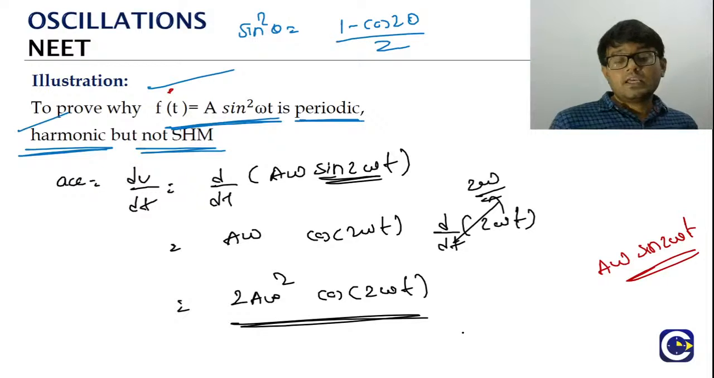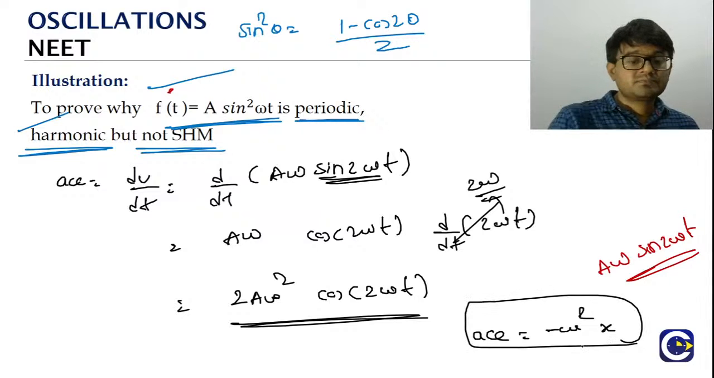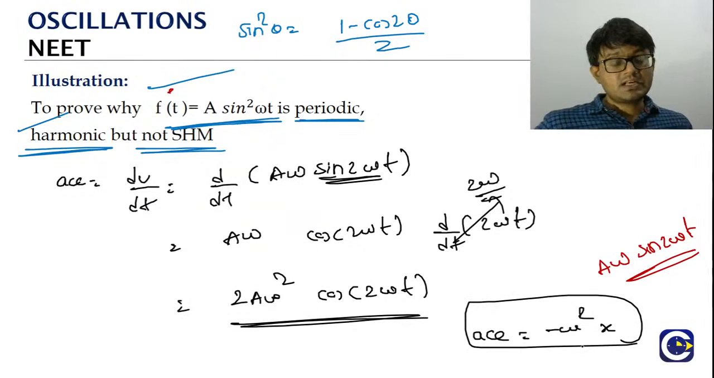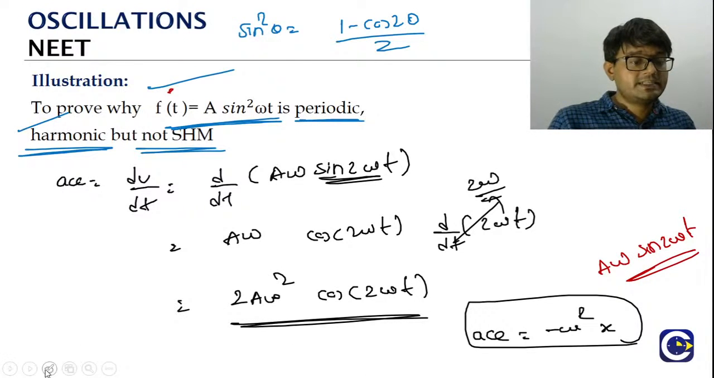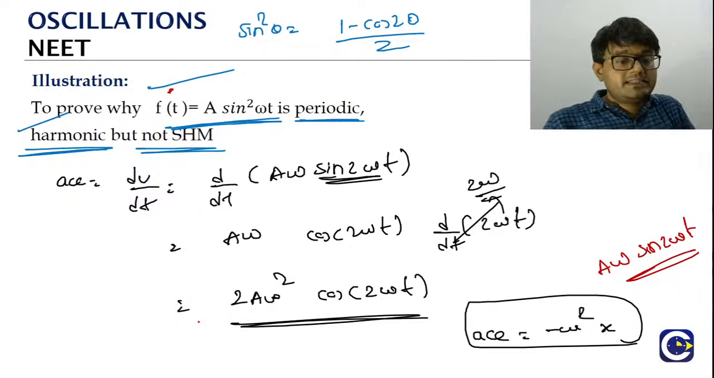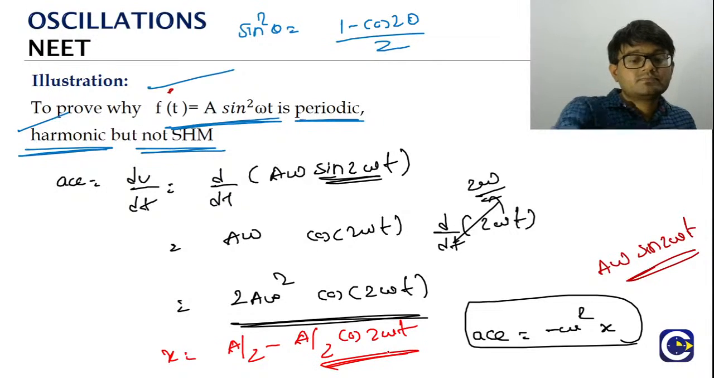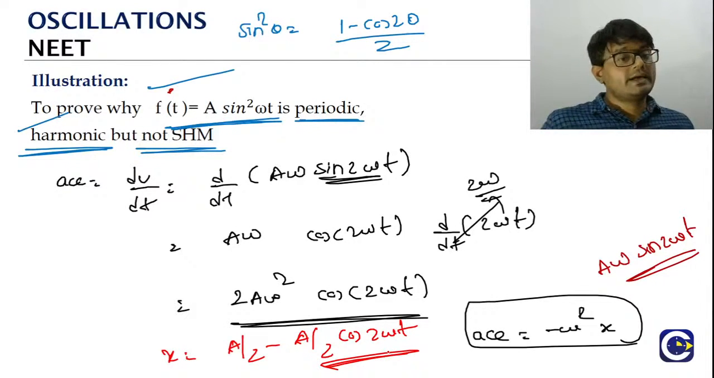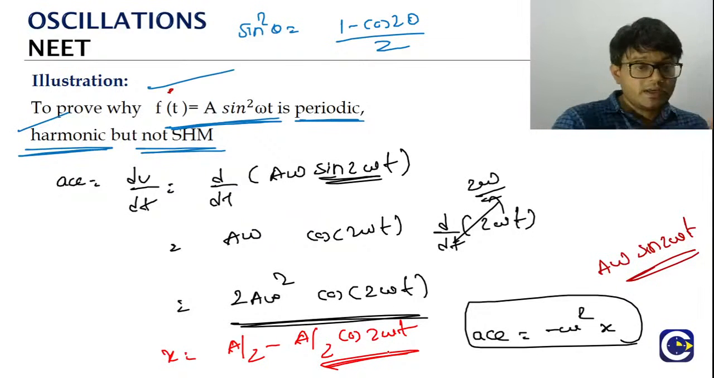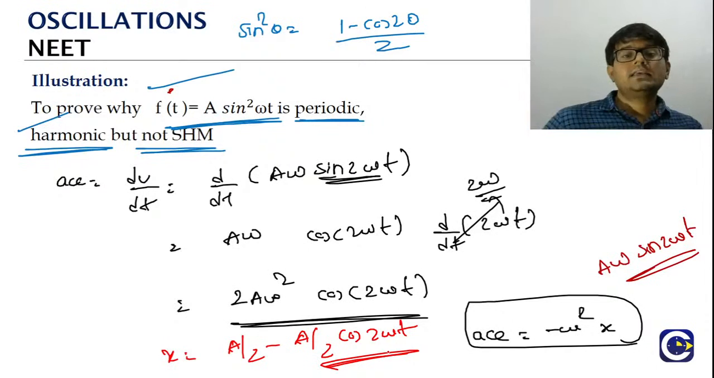So we cannot write it like acceleration is equal to minus omega square into x. We cannot represent it that way. What is the expression for x? X is equal to a by 2 minus a by 2 cos 2 omega t. This is the value of x. So we cannot write acceleration as minus omega square into x. Therefore this particular function is periodic, and it is also harmonic, but it is not SHM.